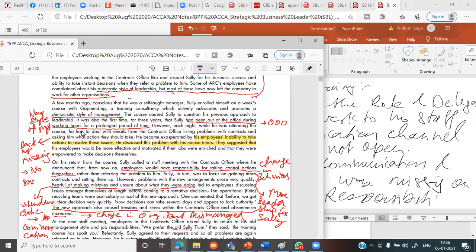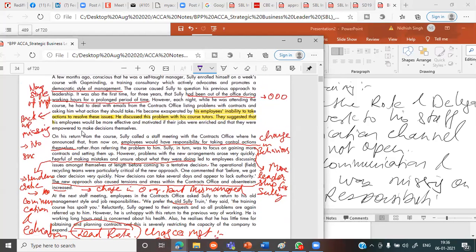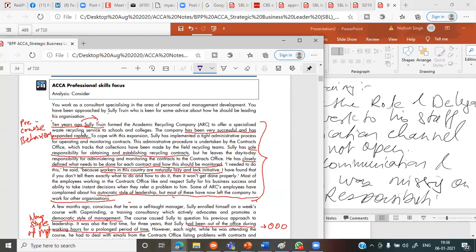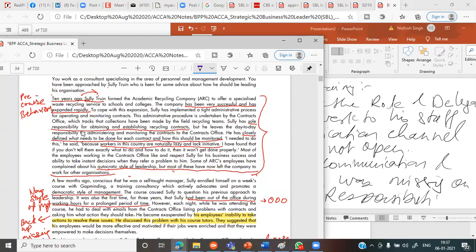So for example, here we have done a lot of analysis as well. What we have found out is that this guy is not delegating enough at the start, right? It is not written here that he's not delegating, but we have found out. We have also found out, you can mention that 10 years ago, Sully was successfully driving this company because he might have been the only employee of the organization. But after 10 years, he has to change the style because he has expanded. It is not written, but you can find out by analysis.